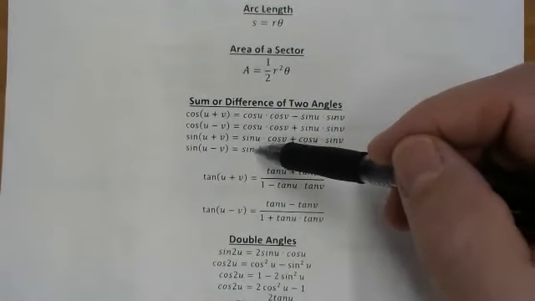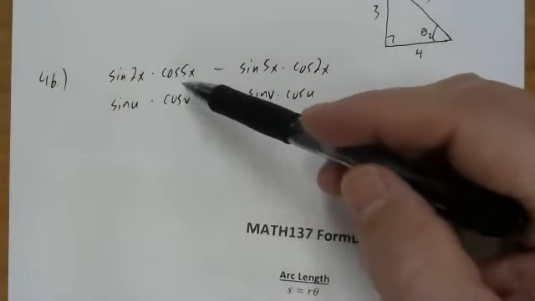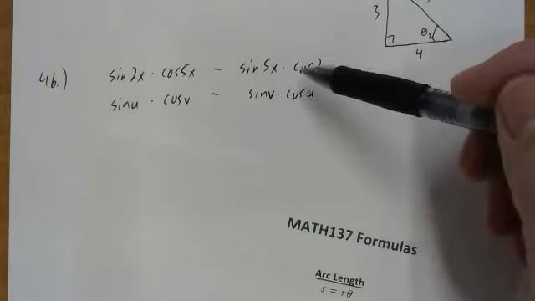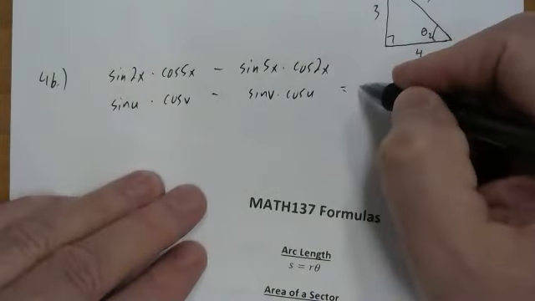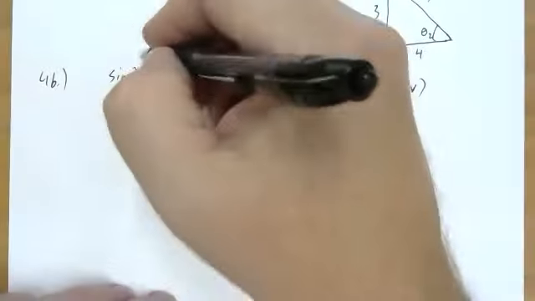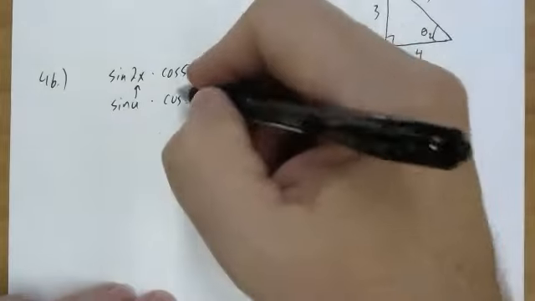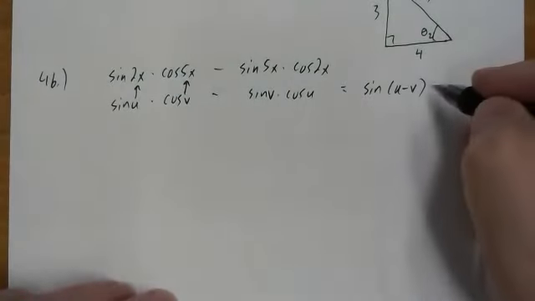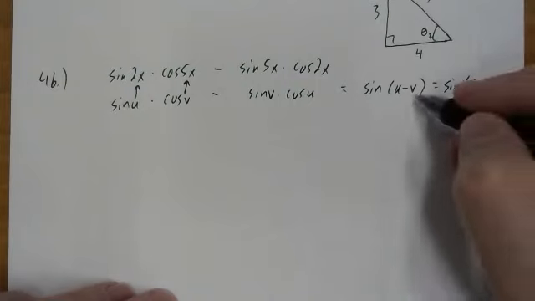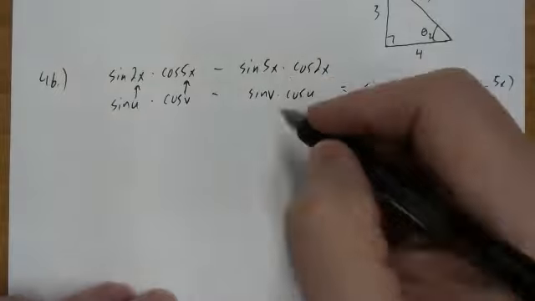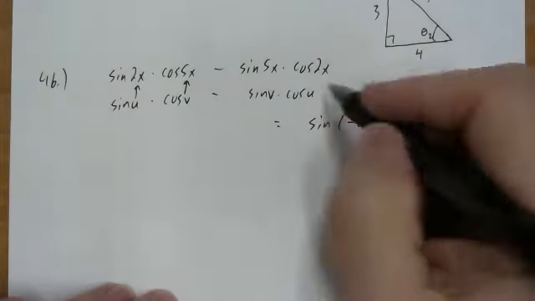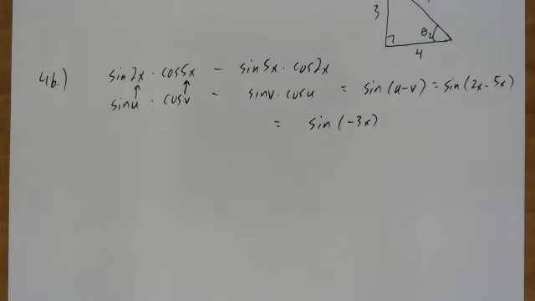Sine of u minus v is sine u cosine v minus cosine u sine v. The order is a little bit different, but multiplication doesn't matter. So basically this thing equals the sine of u minus v. Now I'm calling 2x u and 5x v. So I can say sine of u minus v, which is 2x minus 5x. So this all reduces down to sine of negative 3x.